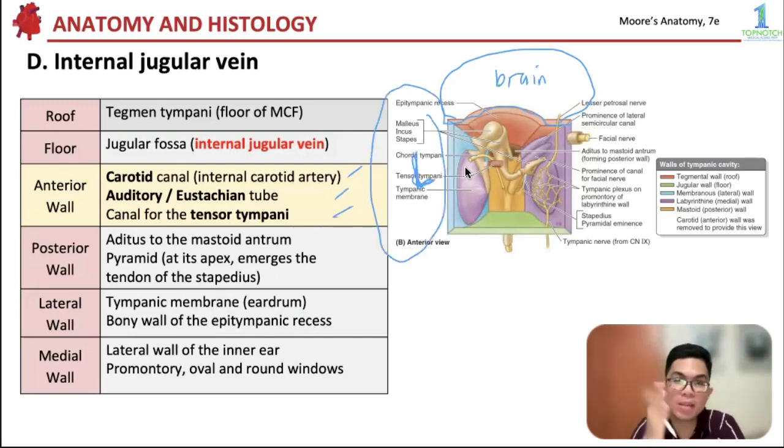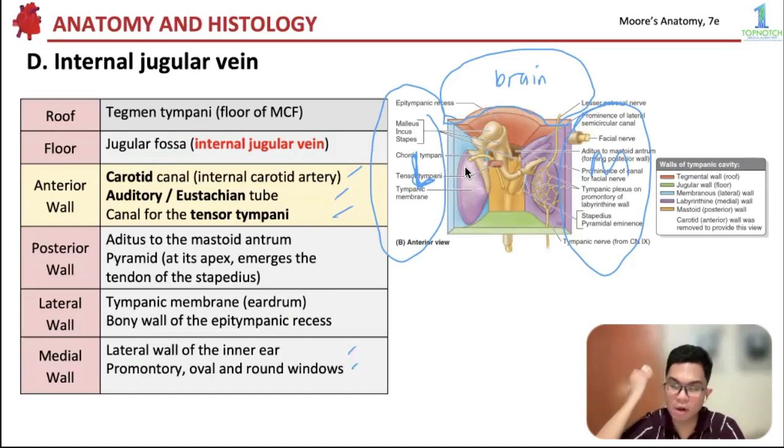So lateral to the middle ear will be the external ear. And what separates the external from the middle ear is your tympanic membrane or your eardrum. Okay? And then sa medial naman, what's sa loob ng middle ear, yung mas loob is the inner ear, of course. And what separates the middle from the inner ear is your promontory and your oval window.